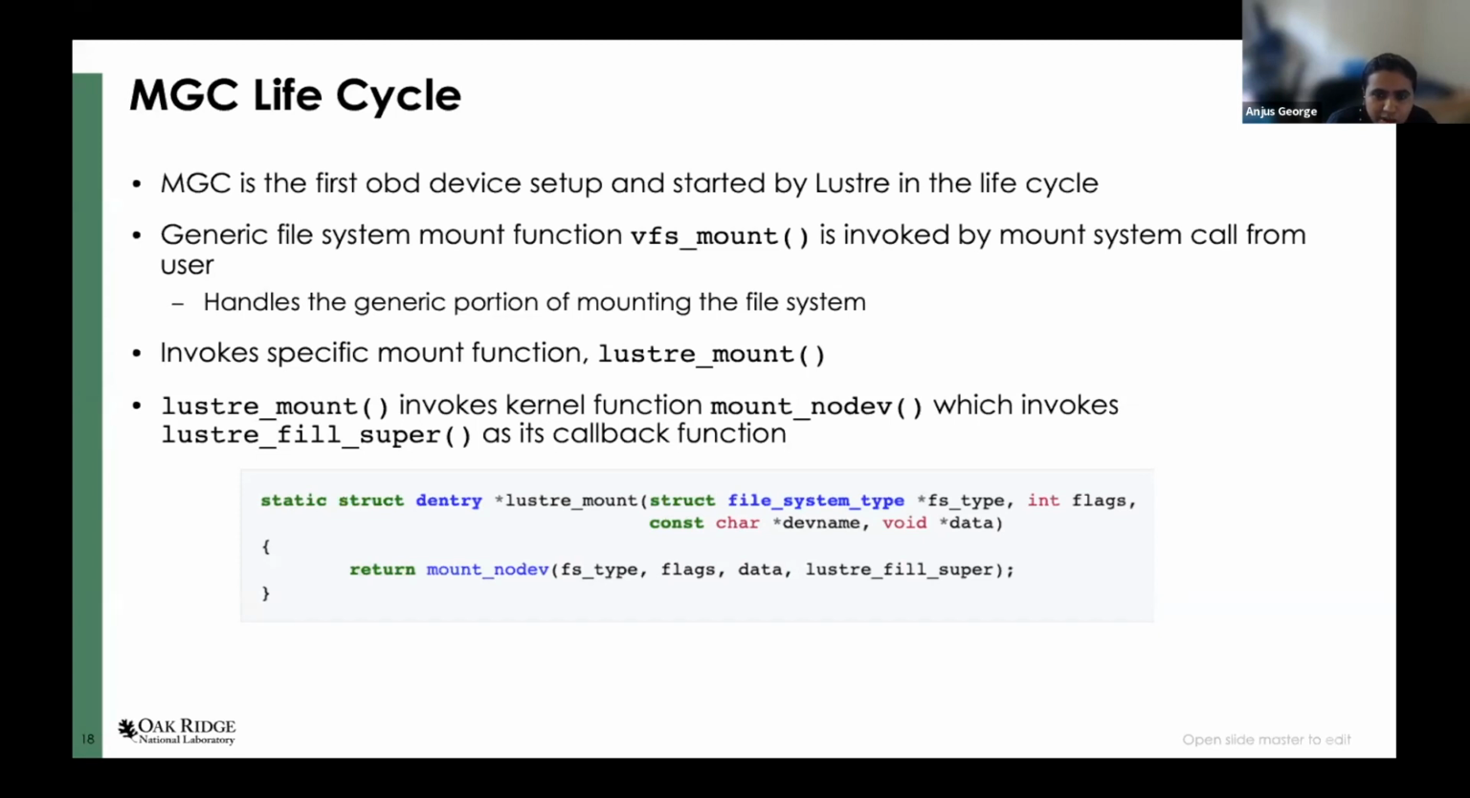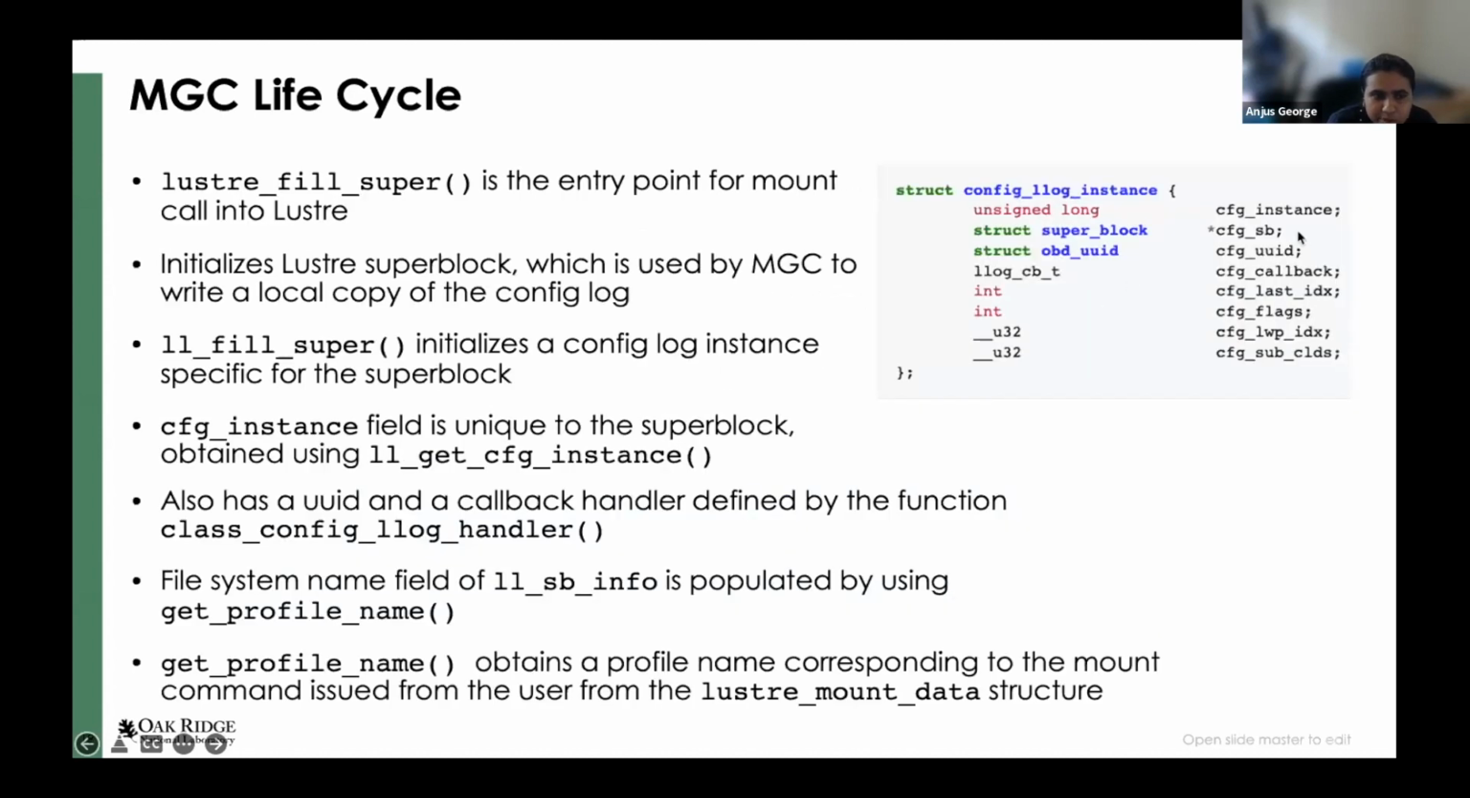The Lustre mount invokes the kernel function mount_nodev, which is shown in the source code here. The mount_nodev then invokes lustre_fill_super as its callback function. So lustre_fill_super is the entry point for the mount call into Lustre. This function initializes the super block, the Lustre super block, which is used by the MGC to write a local copy of the config log. The lustre_fill_super routine calls ll_fill_super, which initializes the config log instance specific for the super block. The config log instance structure is shown in the source code here.